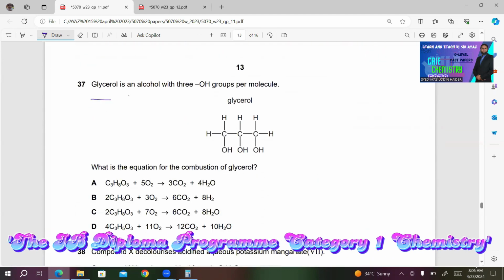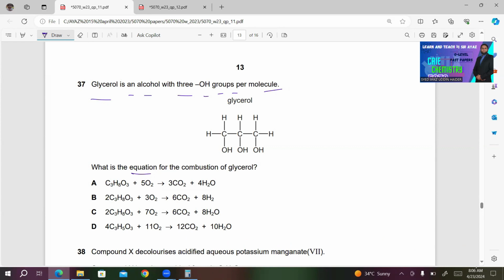37. Glycerol is an alcohol with 3 OH groups per molecule. This is glycerol. What is the equation for the combustion of glycerol?